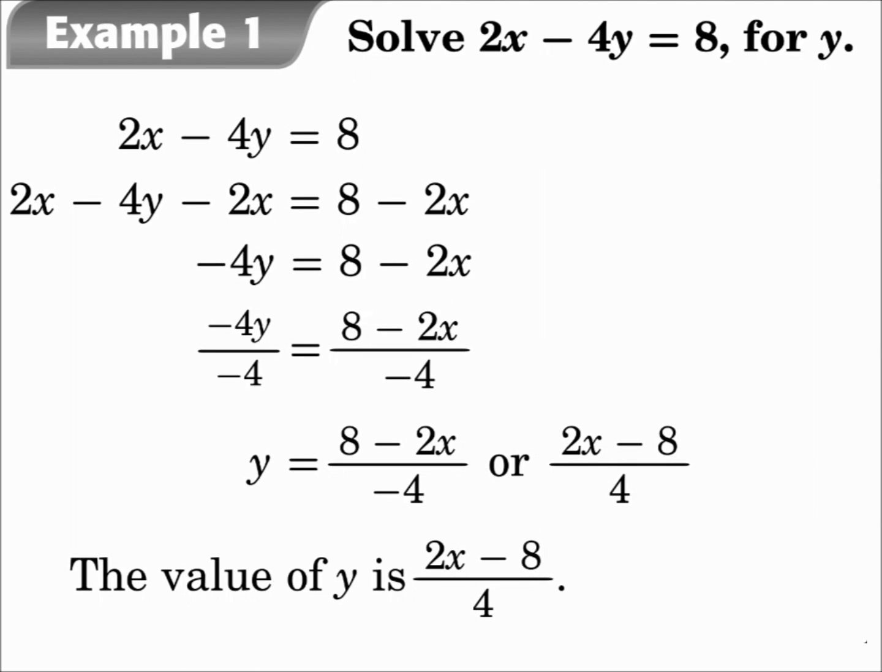Example 1. Solve 2x minus 4y equals 8 for y. Well, in looking at that, y is only on one side of the equation, so let's get rid of everything else. There's a 2x over there that's added or subtracted, and it's positive, so we'll subtract it from both sides. The 2x's cancel from the left, leaving negative 4y, and notice 8 minus 2x stays like that. You cannot combine 8 minus 2x.